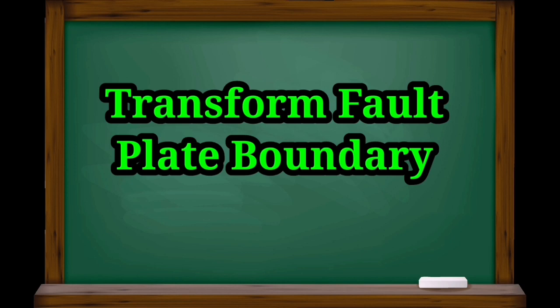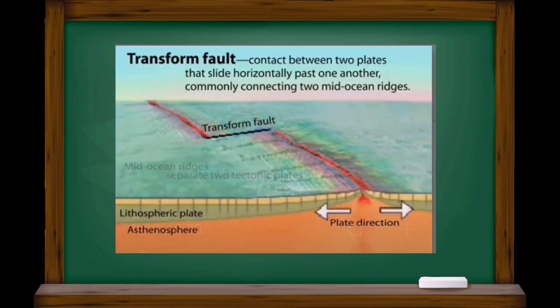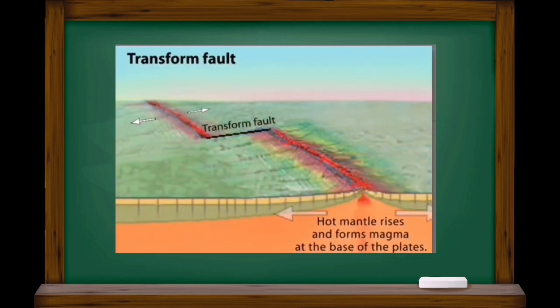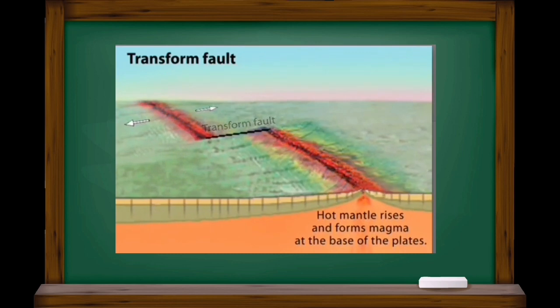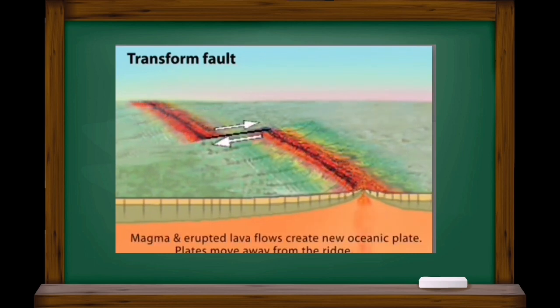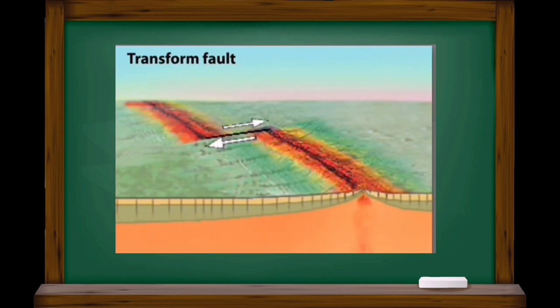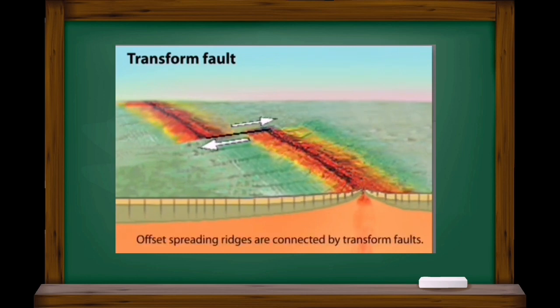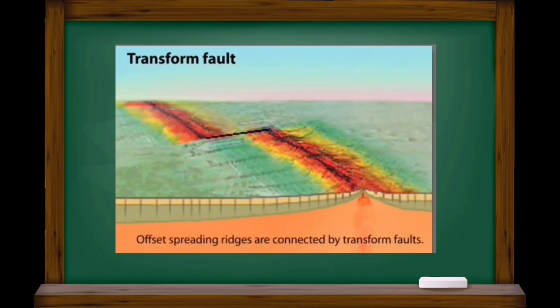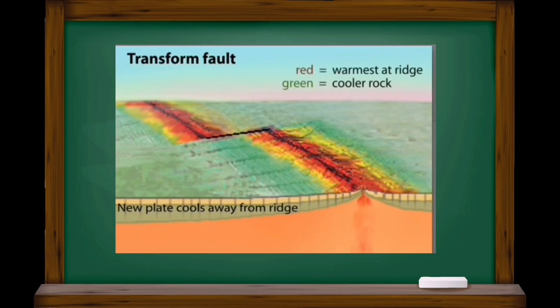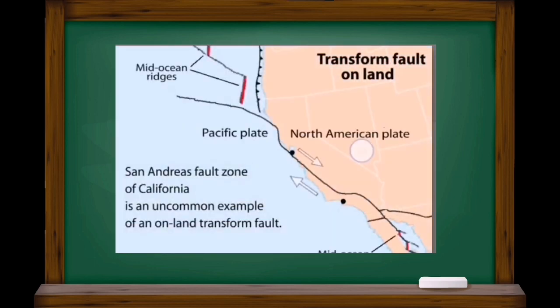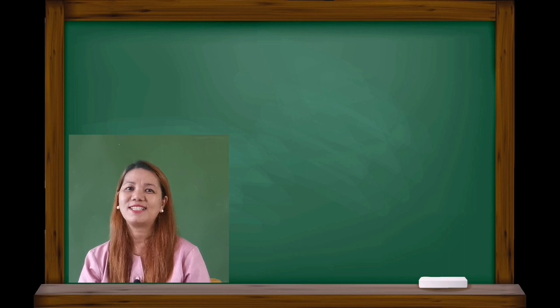Transform fault plate boundary. When 2 plates slide past each other, each plate moves horizontally. This is known as transform fault plate boundary or conservative margins. In this type of plate boundary, no plate margins are being destroyed or formed, but since it shakes the ground, earthquakes happen. Let us summarize today's lesson.